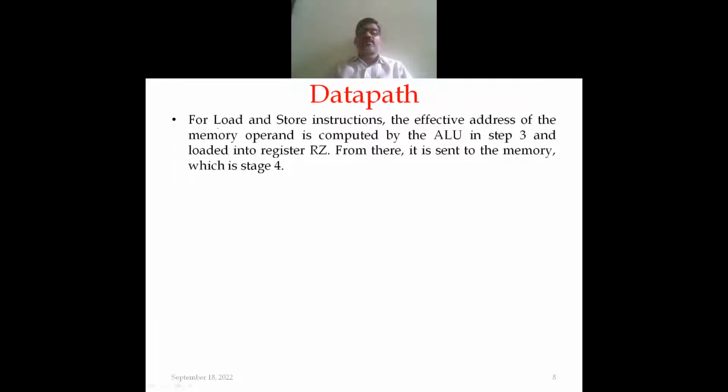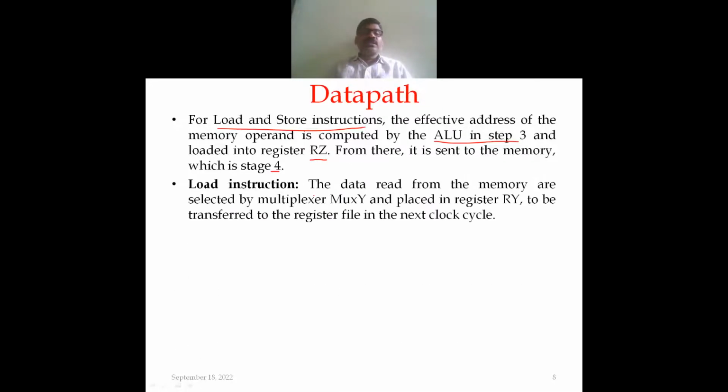So if you consider the load and store instruction types, the data path for load and store instructions, the effective address of the memory operand is computed by the ALU in step 3 and loaded into the register RZ. From there it is sent to the memory, which is in stage 4. So this is the difference you have to identify when we are using the load and store instructions and the 5-stage hardware is used here.